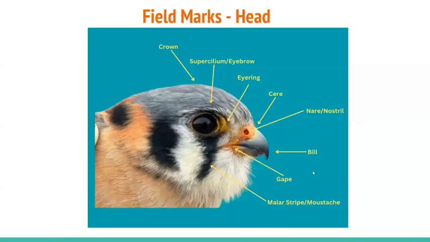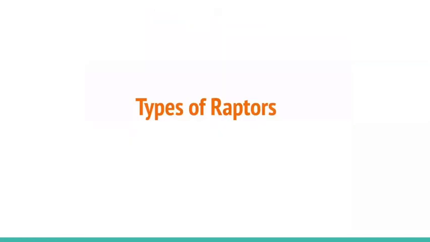So the last group of field marks and kind of topography of a bird are the ones that we usually find on the head and the face. And those are, of course, the different parts of the bill. We have that gape, which is the little kind of fleshy bit around their mouth, the cere, and then the nare or nostril, the eye ring, and then the supercilium or eyebrow. And then for falcons especially, we can look for the malar stripe or mustache. This can be a really important tool when distinguishing between different species of falcon. And again, we'll go into more detail on that further in the presentation.